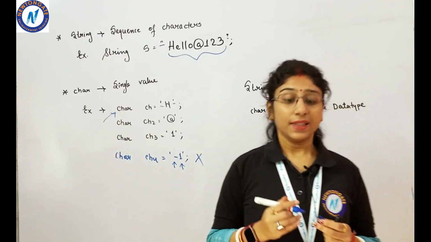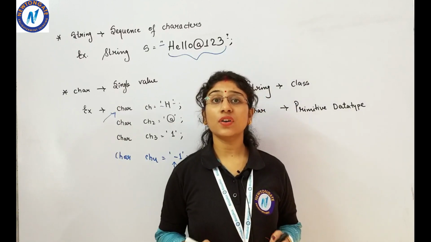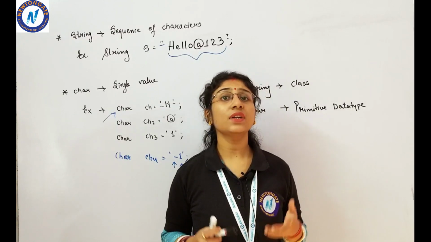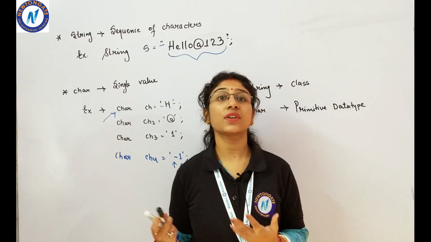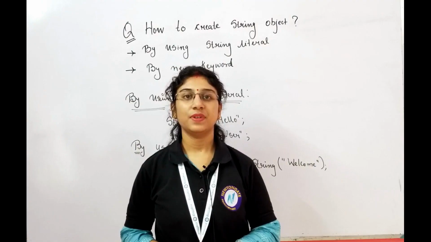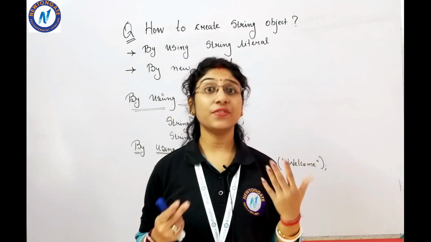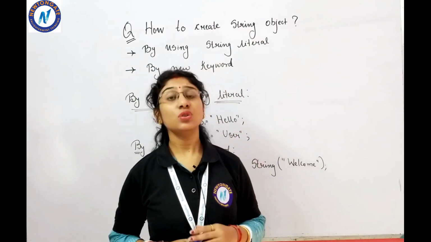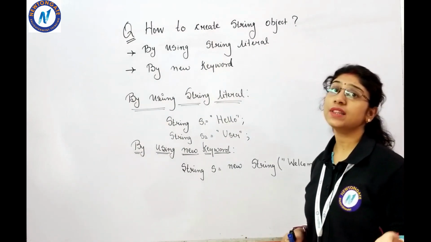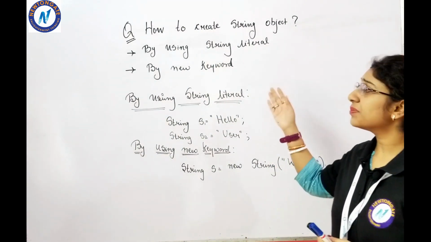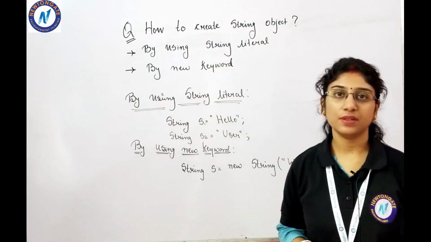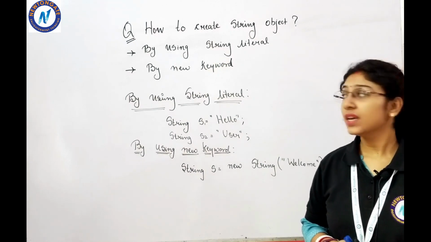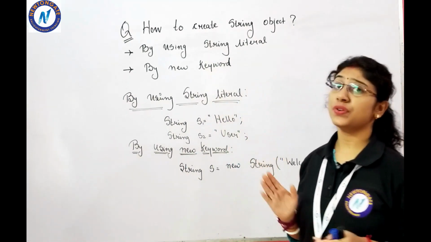Next point, that is strings are used for creating a string object for holding the value. So there are two methods through which we can create the object of a string. Now let's see what the different methods available for creating a string object are. So here we go. The first method is by using a string literal, and the second method is by using the new keyword.